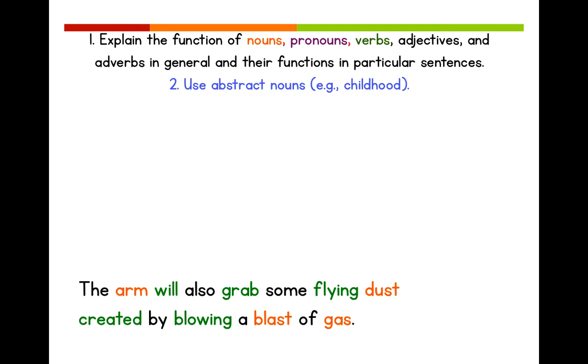Will is a helping verb. The arm will also grab. That's something you can do. Some flying dust, something, the dust is flying, created by blowing a blast of gas. Okay, so notice those green words are our verbs. Will, grab, flying, created, blowing. Those are verbs. They show action.